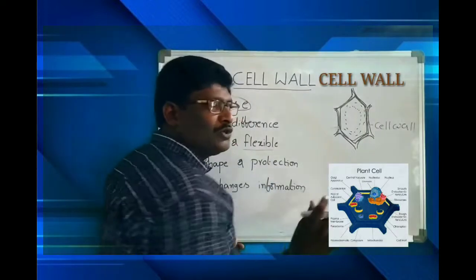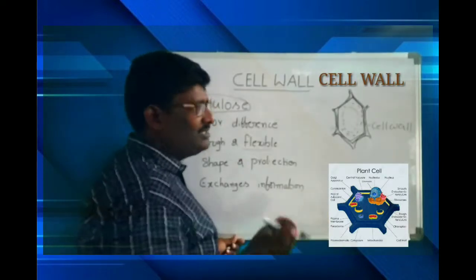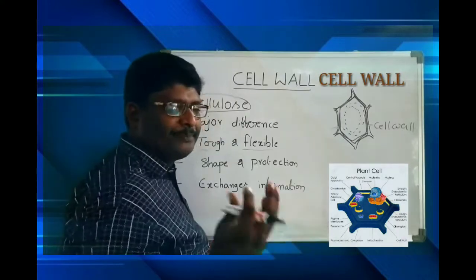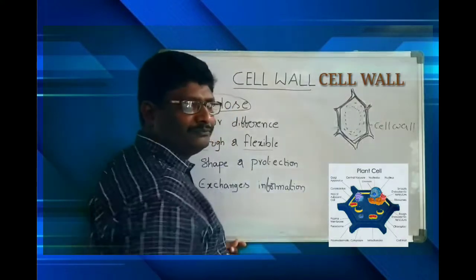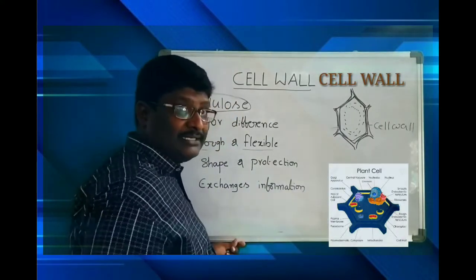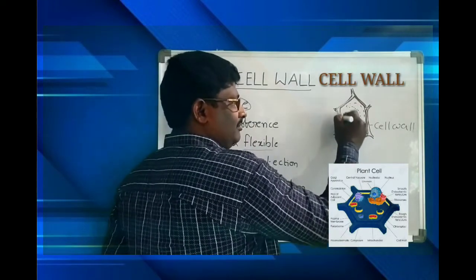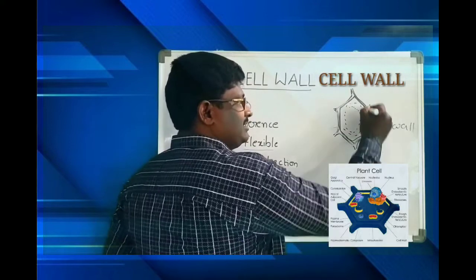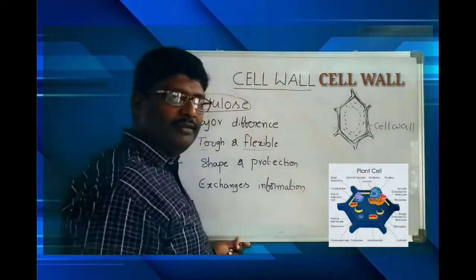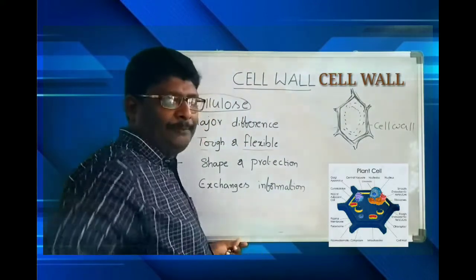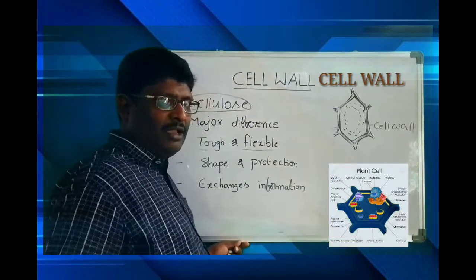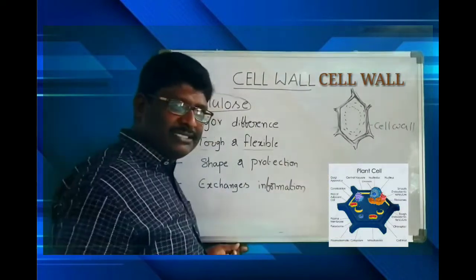The cell sap wants to go out. So that's the reason the cell sap always creates pressure inside the cell. From the pressure, the cell is protected by this cell wall. For example, if the plant drinks more water, the plant cells do not burst.